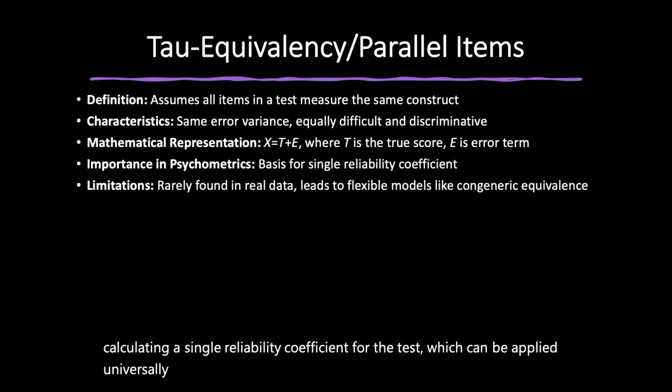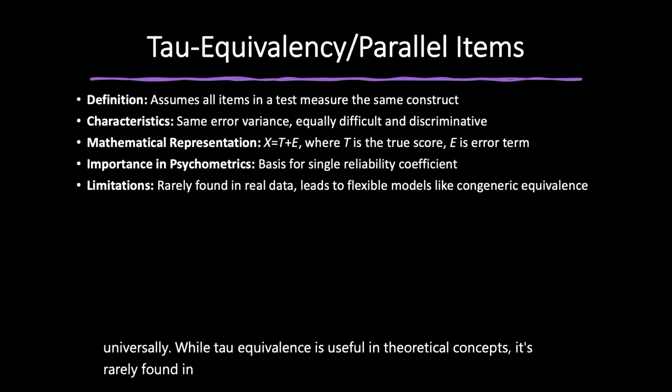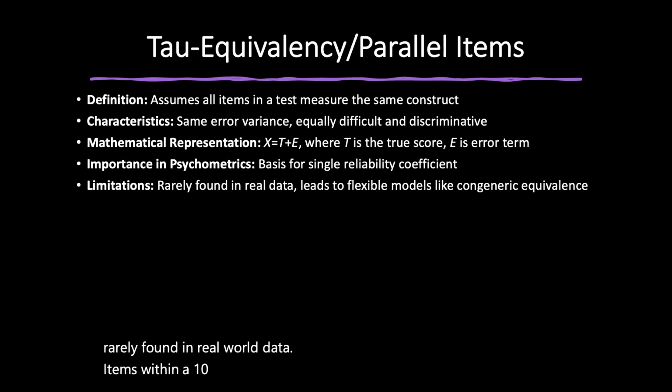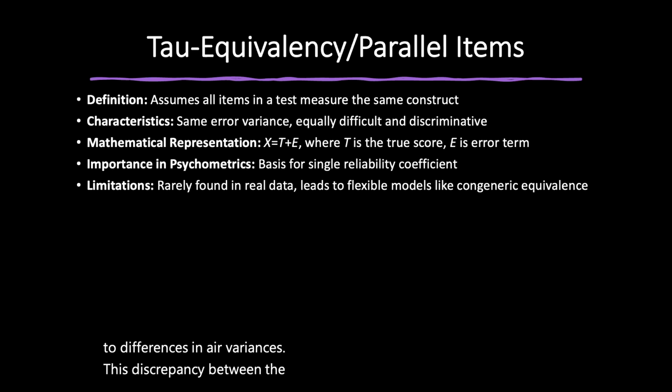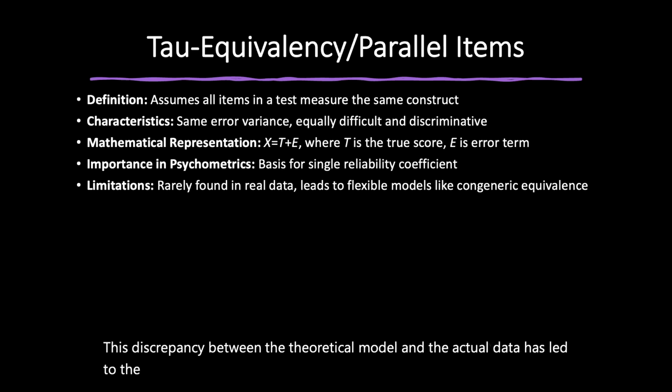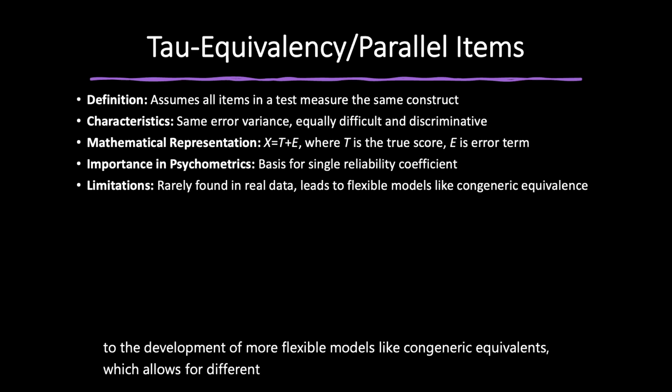While tau equivalence is useful in theoretical concepts, it's rarely found in real-world data. Items within a test often vary in difficulty and discriminative power, leading to differences in error variances. This discrepancy between the theoretical model and actual data has led to the development of more flexible models like congeneric equivalence, which allows for different error variances across items.